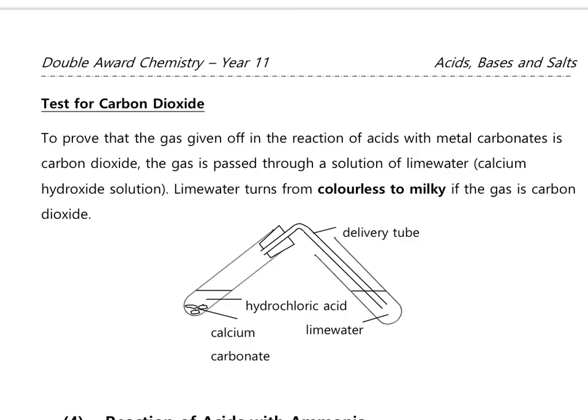And then finally, in this part of the topic, we just can look at the test for carbon dioxide, just as we did with the test for hydrogen as well. So if you want to test a gas to see if it is carbon dioxide, what you do is you bubble that gas through lime water, and the lime water changes from colourless to milky. This is the most important part of your test. So it's lime water turns from colourless to milky.